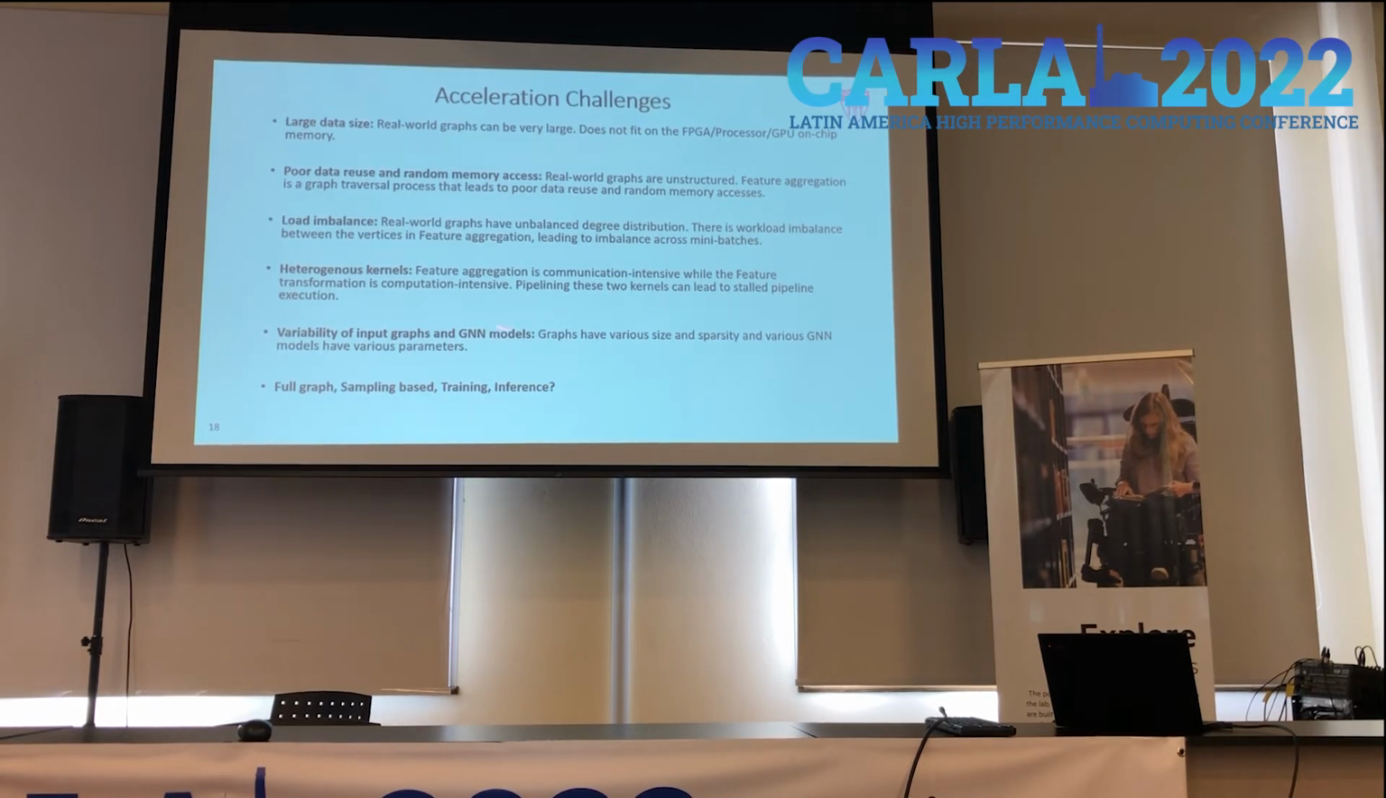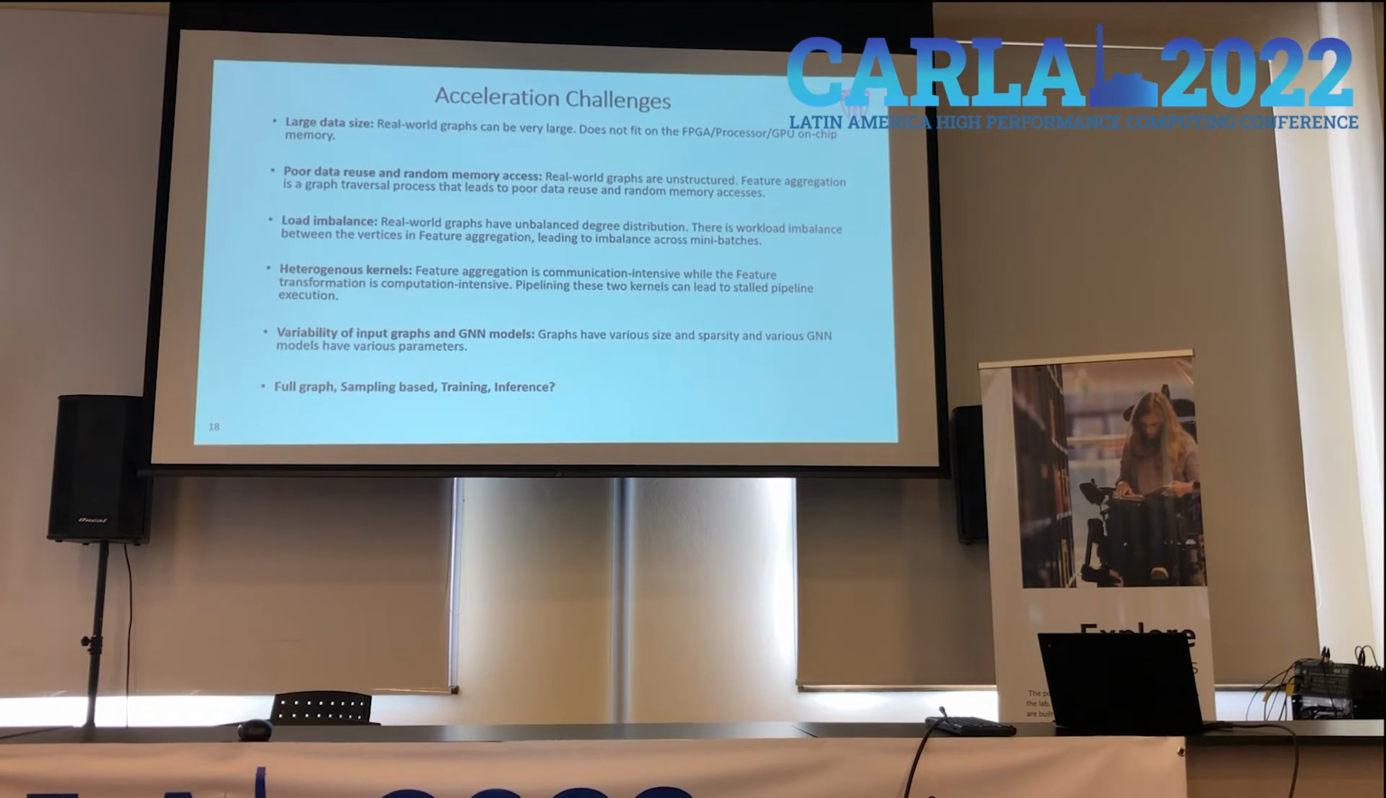Also keep in mind that there are various input graphs and various GNN models. There is a large variation in those data sets in terms of sparsity and distribution of the degrees of the vertices. That makes this a very different space to work with compared to typical computer vision models, like VGG 16 or 19, those kinds of models.